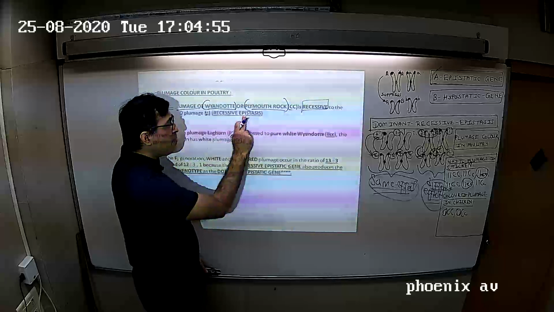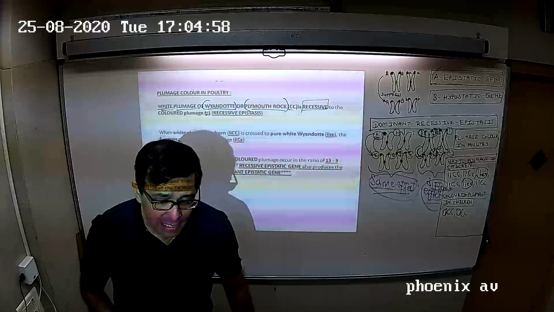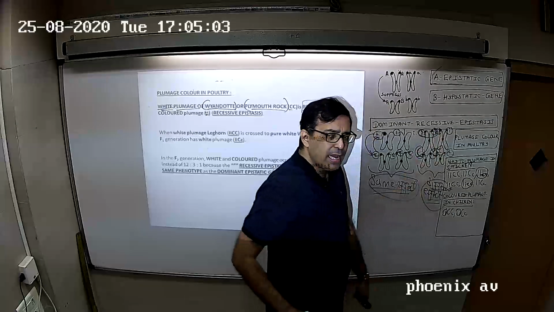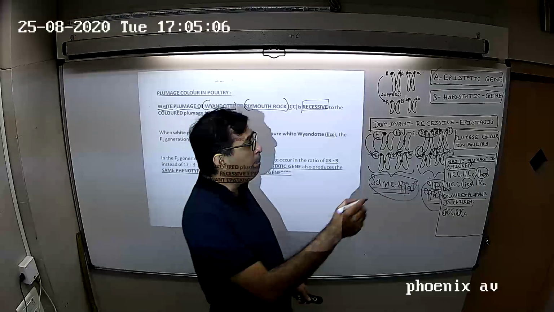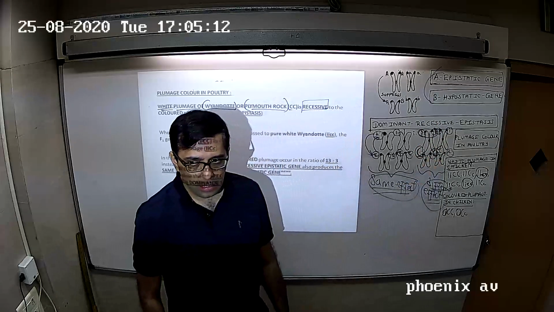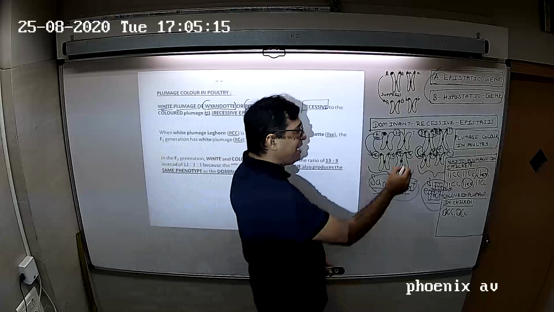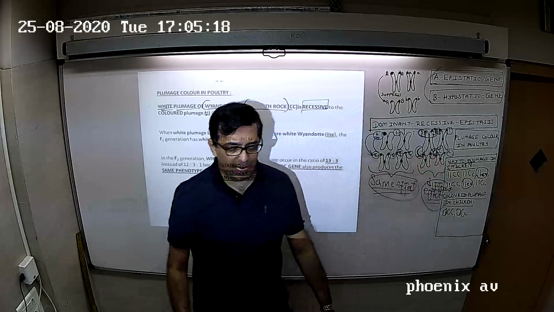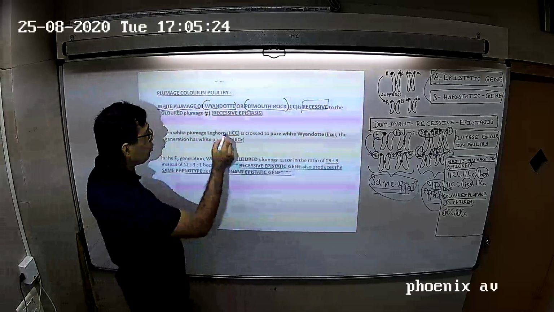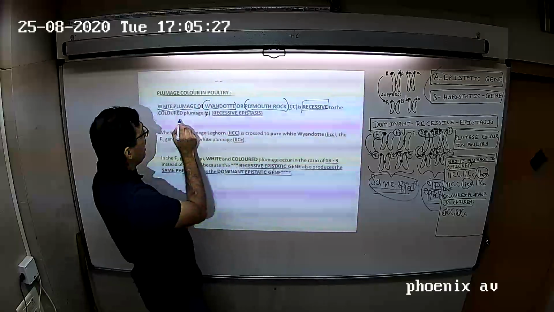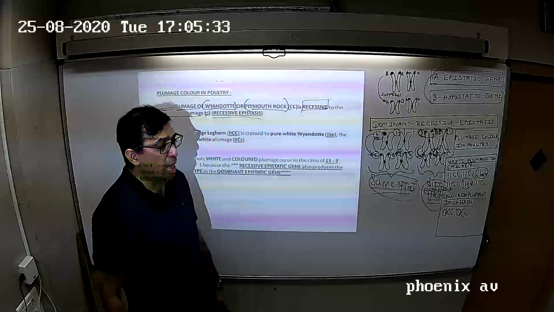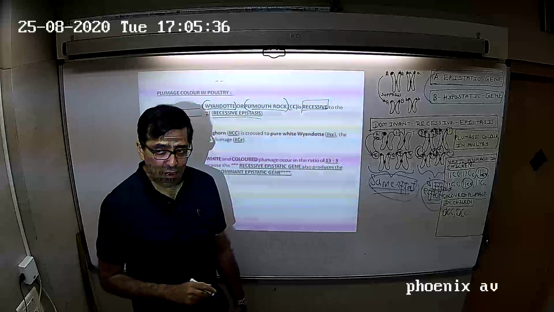What is that an example of? Recessive epistasis, which we did in the second video. So what will small i become? Epistatic over capital C. Small i will become epistatic over capital C. So what will they show? Small i with capital C shows colored plumage. That is an example of recessive epistasis.